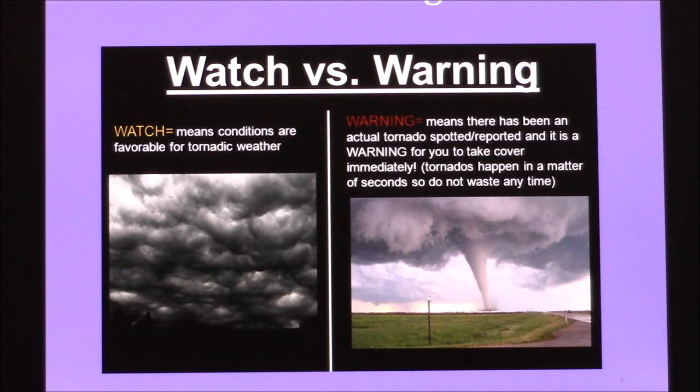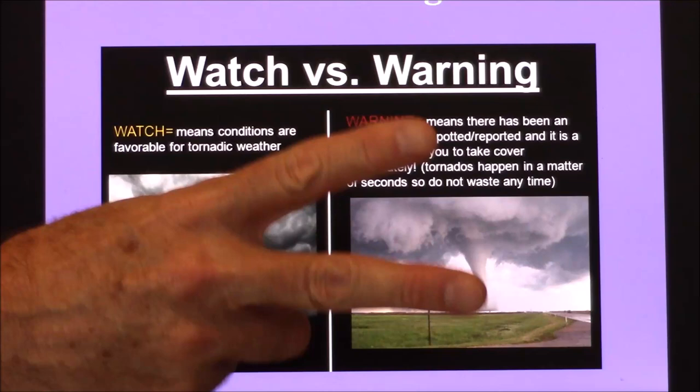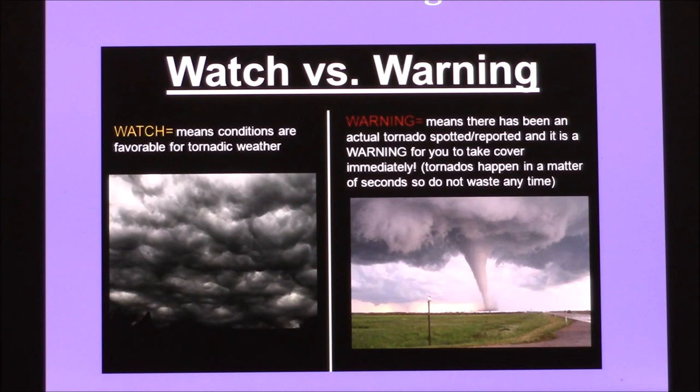Now, you can make two kinds of errors there, right? You can either report that conditions are favorable, but then there's not one, or not report that conditions are favorable, but then there is one. Well, guess what we try to do with tornadoes? We prefer to make the error of predicting one when one doesn't happen than not predicting one and then it does happen. And as a matter of fact, there's actually some history behind that.